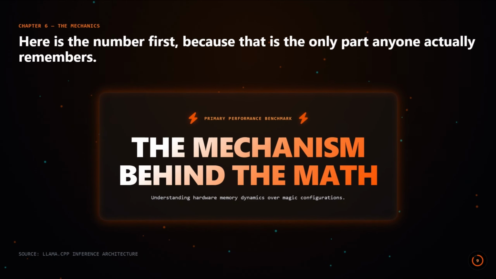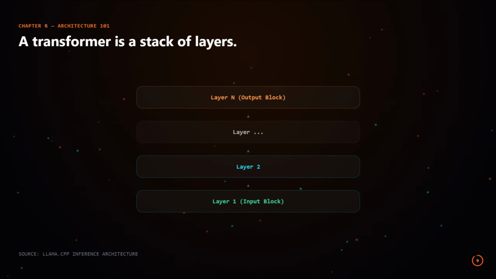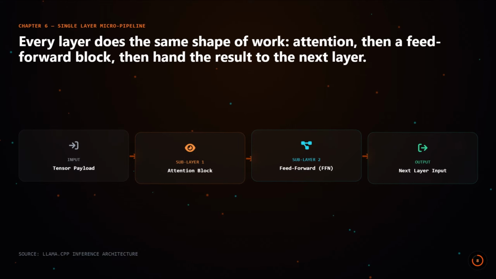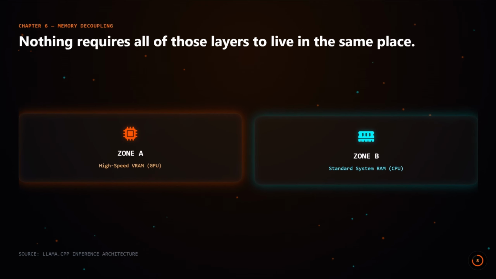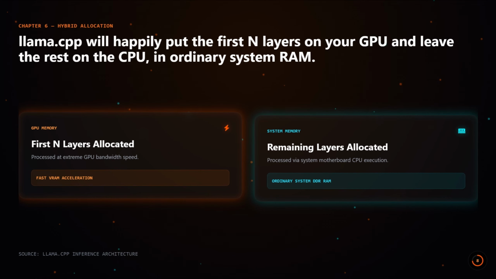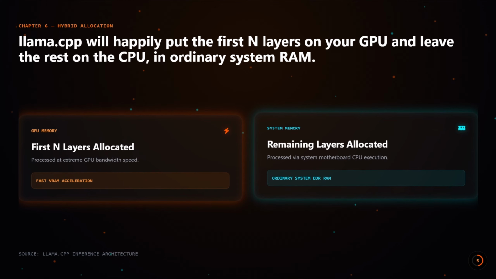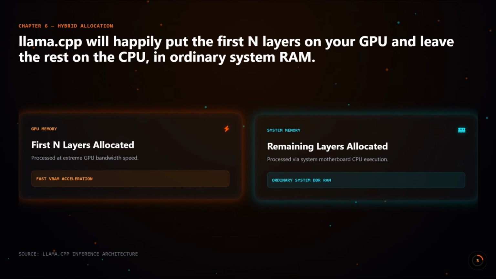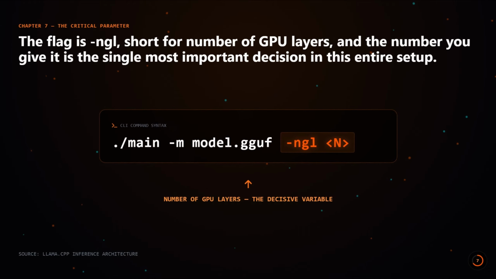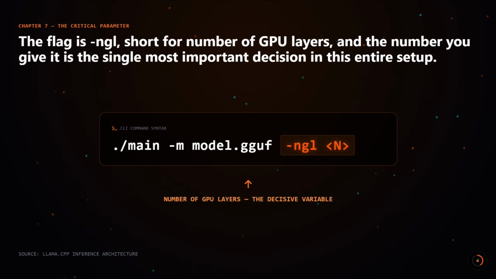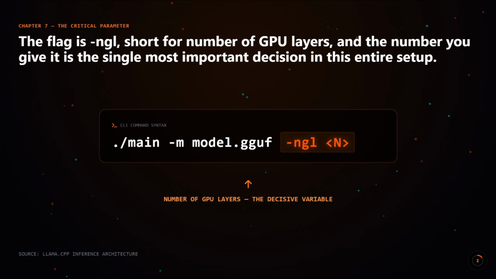Here is the mechanism, and it is simpler than the marketing around it suggests. A transformer is a stack of layers. Every layer does the same shape of work. Attention, then a feed-forward block, then hand the result to the next layer. Nothing requires all of those layers to live in the same place. llama.cpp will happily put the first n layers on your GPU and leave the rest on the CPU, in ordinary system RAM. The flag is NGL, short for number of GPU layers, and the number you give it is the single most important decision in this entire setup.